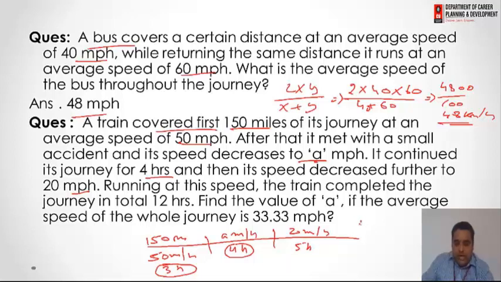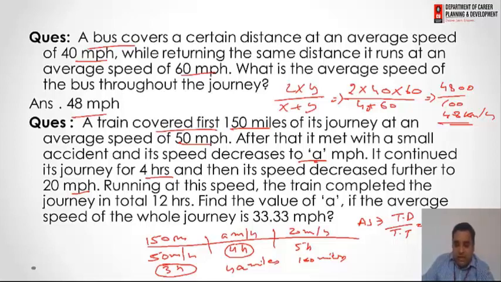Now we can find the average speed in this question by saying average speed is total distance divided by total time taken. The total distance: the first part is 150 miles. Here we have a miles into 4, that is 4a miles, and the third part is 20 into 5, that is 100 miles. So the total distance is 150 plus 4a plus 100, that is 250 plus 4a miles, and the total time taken, as per the question, is 12 hours.